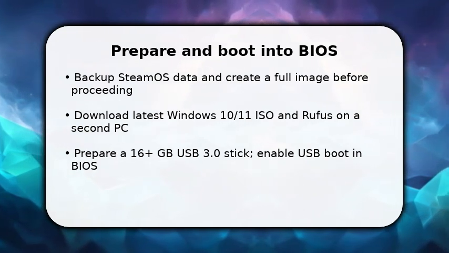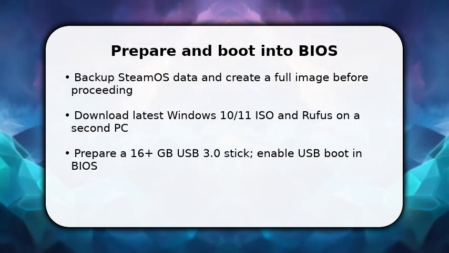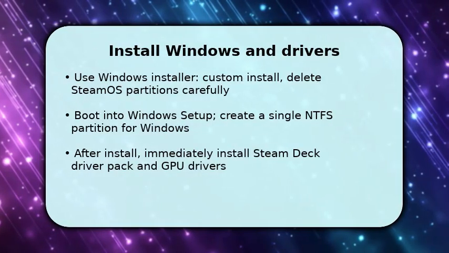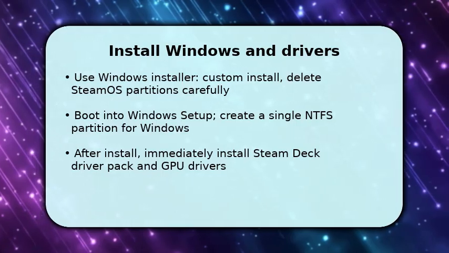Begin the Windows installer and choose Custom Install. Delete Linux partitions, but do not touch any backup images stored externally. Create a single NTFS partition and proceed with installation.